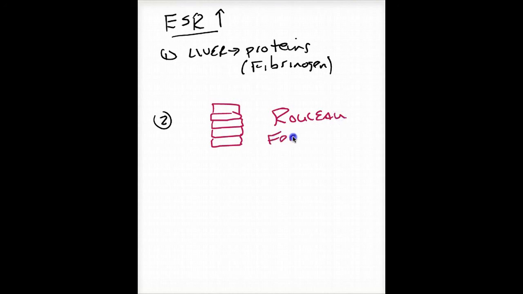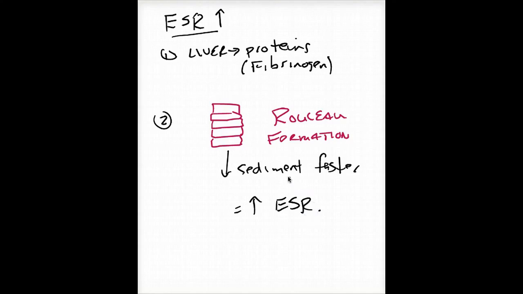We see this with other conditions, particularly with multiple myeloma. And overall, the more fibrinogen that we have from the inflammatory process, the more neutralized these red cells become and the greater the size the rouleau formation will be. As a result, these are going to fall and sediment faster. And when they sediment faster, we get an increase in our ESR. And that's all you really need to know in order to understand exactly what's going on when we see an increased ESR.